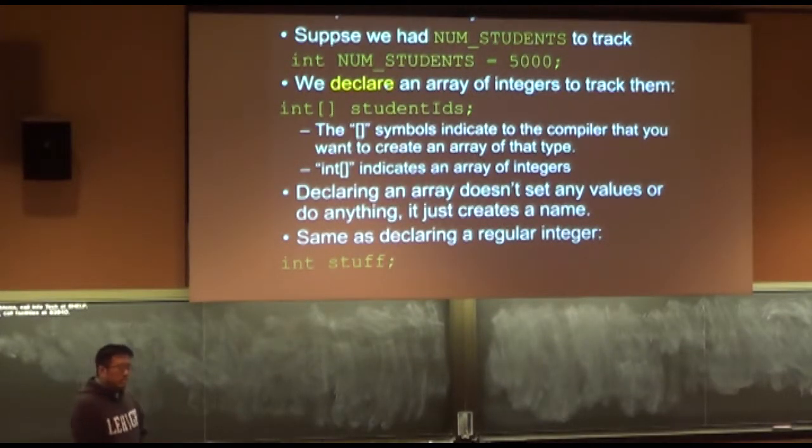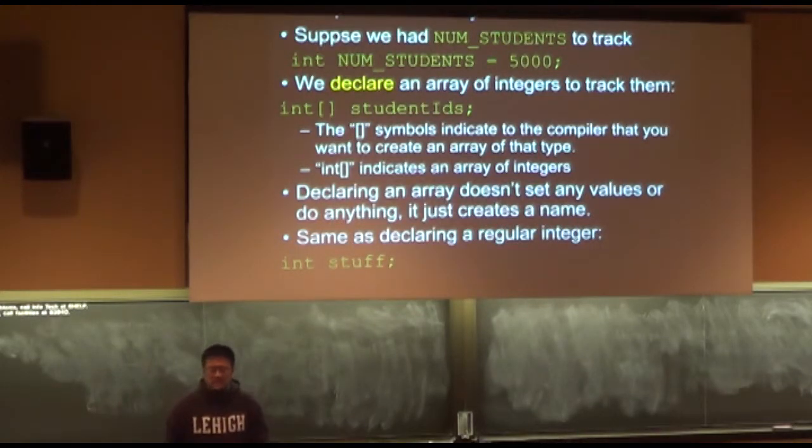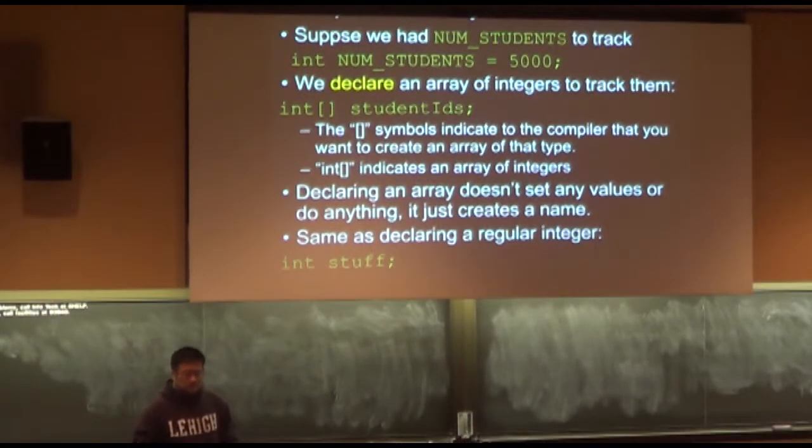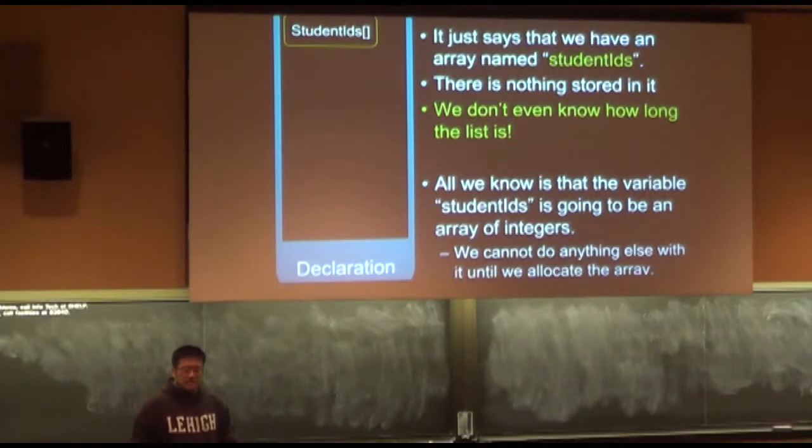So those two square brackets, open square bracket, close square bracket, indicates that we don't simply have a single integer variable, we have an array of integers. And it's a very important piece of notation because that distinguishes it from a regular integer declaration like int stuff here. So once you declare this variable student IDs as an array of integers, Java expects you to treat it a little bit differently. It's going to expect you to allocate memory for it.